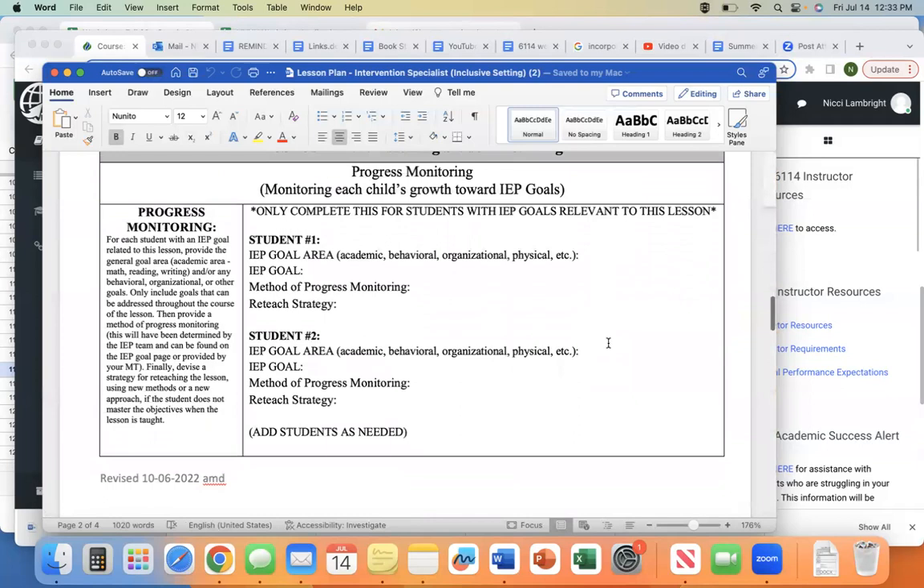In your assessment, your progress monitoring, we are looking at what types of things we are keeping track of. For each student, the method of progress monitoring is on the IEP goal page. For the purposes of this unit plan, it is safe to put classroom-based assessment for all students under method of progress monitoring, since we don't have actual students.